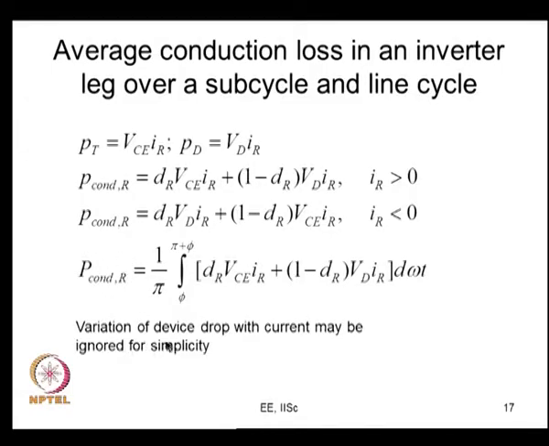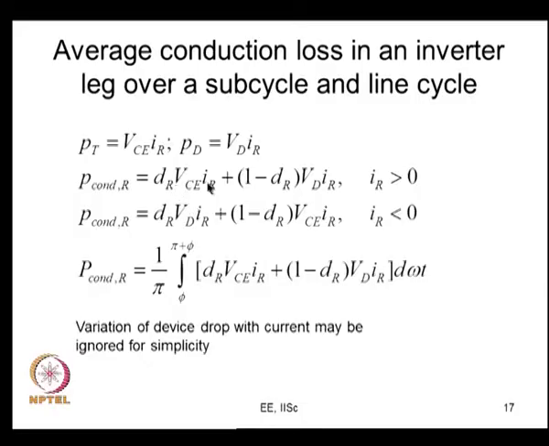So, as I mentioned here, the variation of device drop may be ignored for simplicity. We can take the typical forward drop of the IGBT and that would give a reasonable measure of the conduction loss. But we want a safe measure, that is, when you are designing you want to know the worst case loss, you want to be sure that the loss is not going to be more than so much.